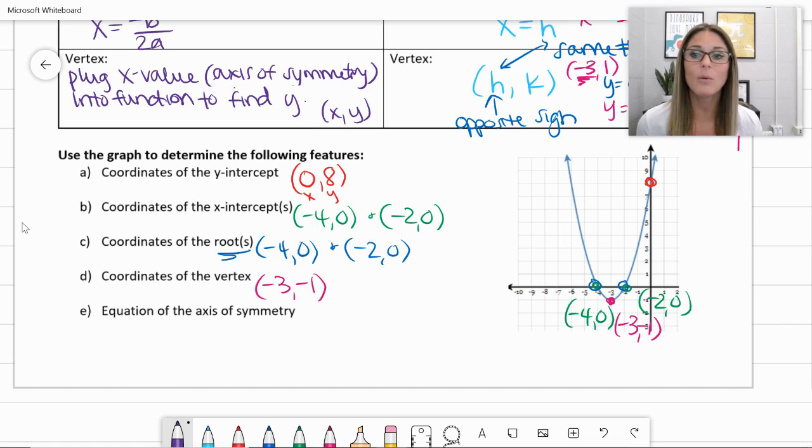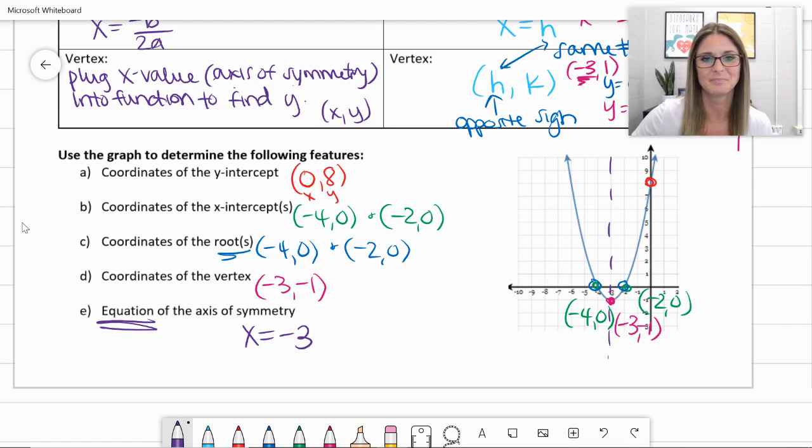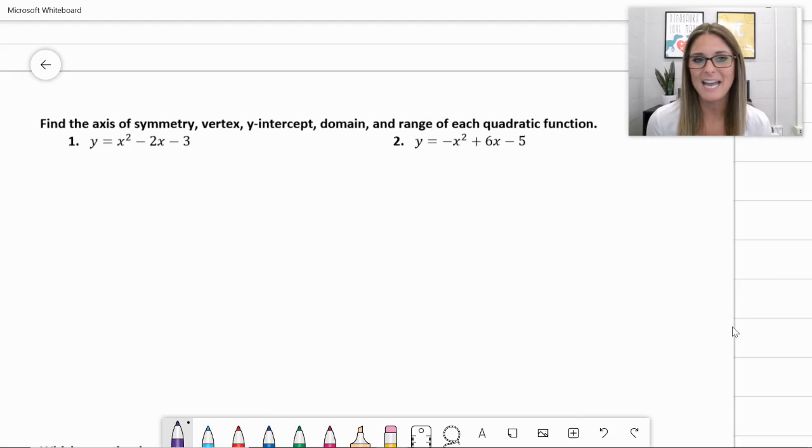And E, the equation, this is how Delta Math writes it, I do believe, the equation of the axis of symmetry. So if it wants an equation, you better have an equal sign. It's x equals, your axis of symmetry goes right down the center, and it's crossing my x-axis at -3. X equals -3, equation of the axis of symmetry. All right, on the second page, we are going to find the axis of symmetry, vertex, y-intercept, domain, and range. 5 things we are going to find on these examples.